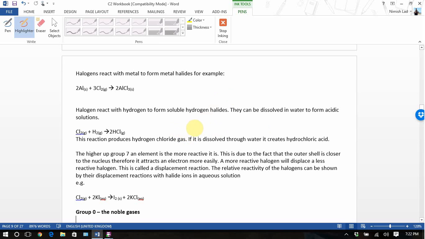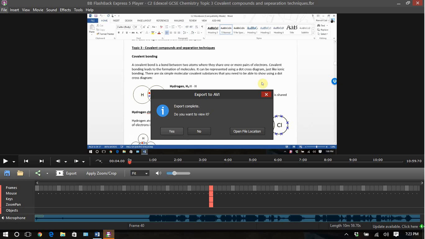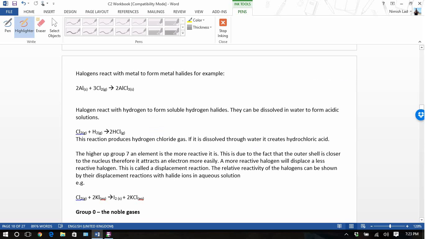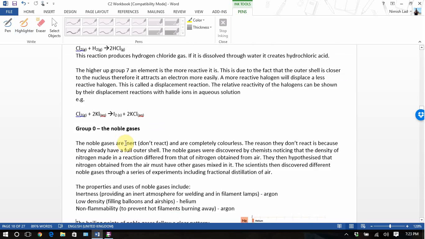A more reactive halogen will displace a less reactive halogen. This is called a displacement reaction. So the relative reactivity of halogens can be shown by their displacement reactions with halide ions in an aqueous solution. So you've got chlorine plus 2KI leads to iodine plus 2KCl. So you can see that iodine has been displaced by chlorine, which is more reactive. It's further up the periodic table, so it's more reactive.